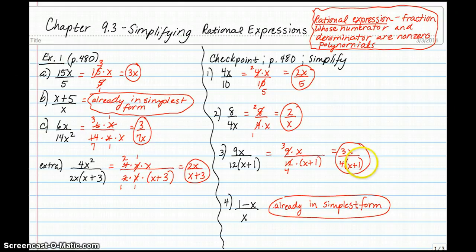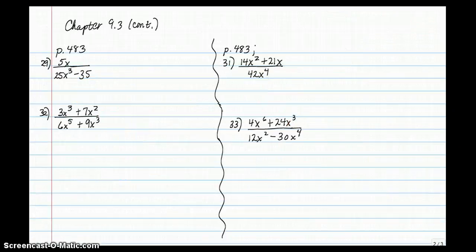The last one, number 4, is 1 minus x over x. Again, 1 minus x is an expression. It cannot be simplified with this x, so it is already in simplest form. Okay, we're going to go on to some more complex ones on the next page.